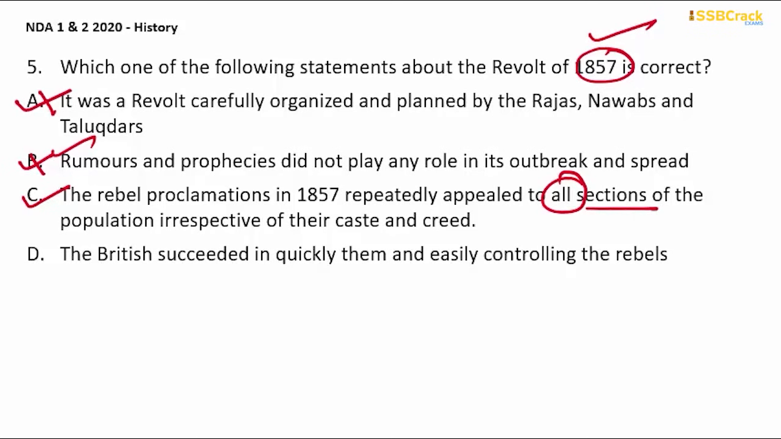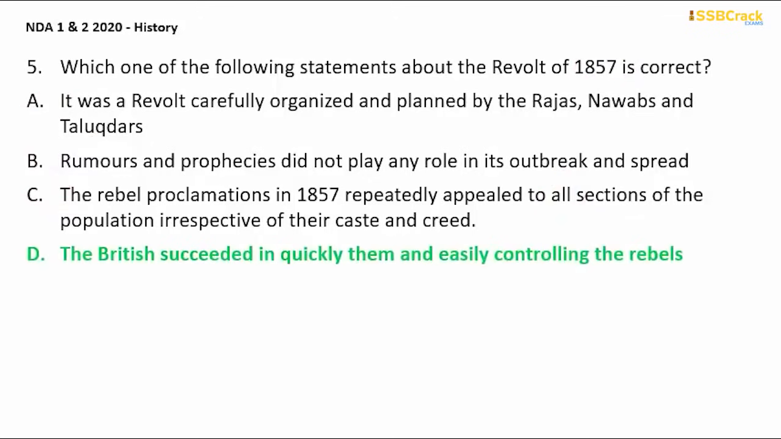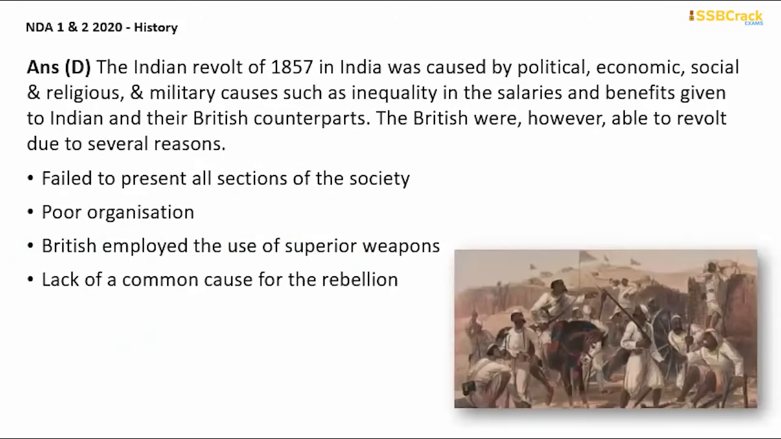This was a major cause of the failure of the revolt of 1857. So this is also incorrect. Option D, the Britishers succeeded in quickly and easily controlling the rebels. This is correct. The Britishers easily succeeded, and after that they brought the 1858 Act and got direct authority over India. The Indian Revolt of 1857 was caused by political, economic, social, religious, and military causes, such as inequality in the salaries and benefits given to Indians compared to their British counterparts, etc.